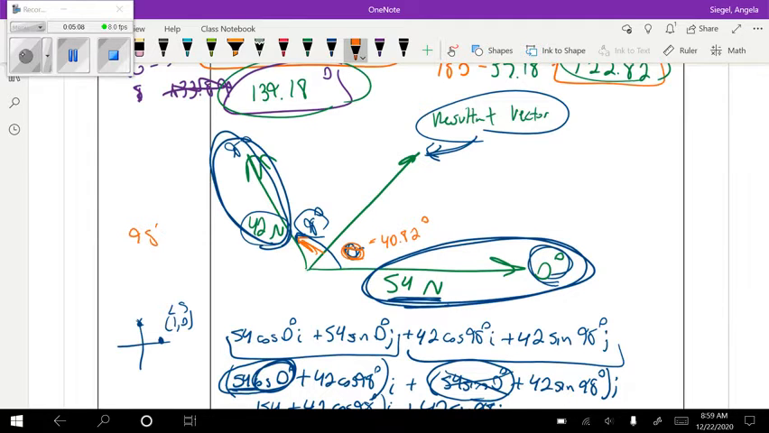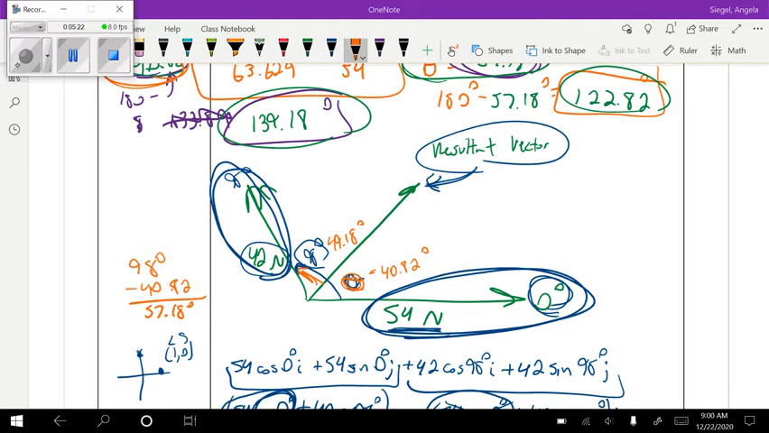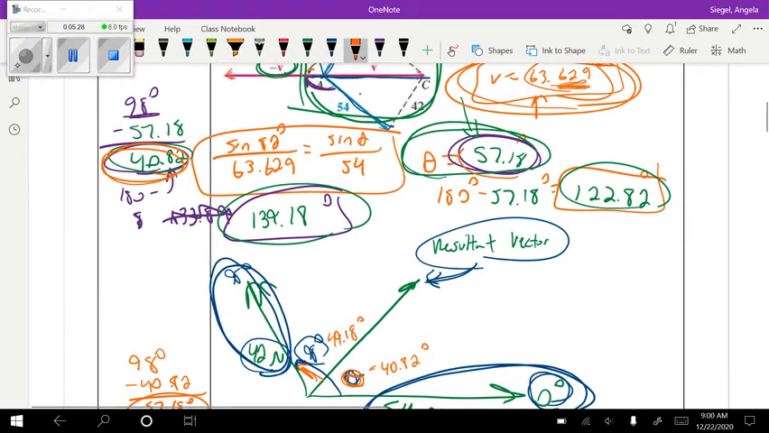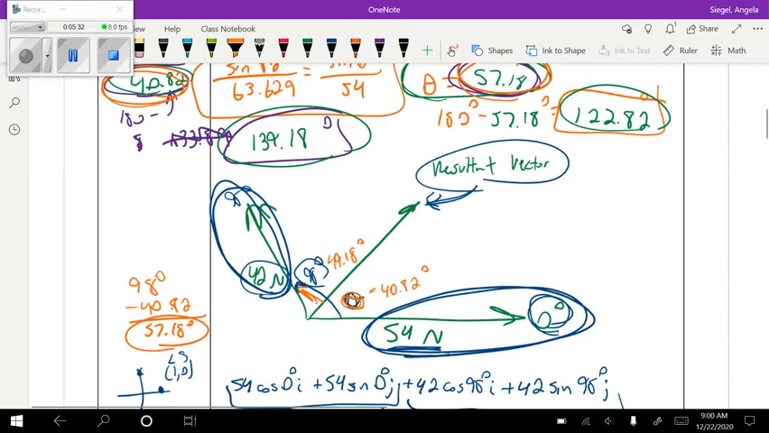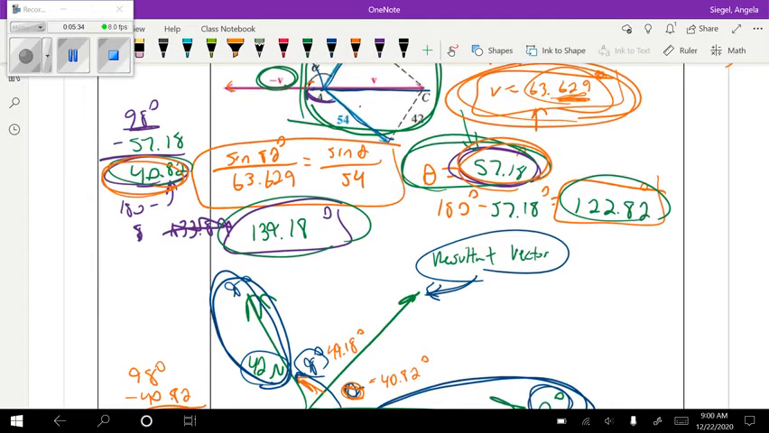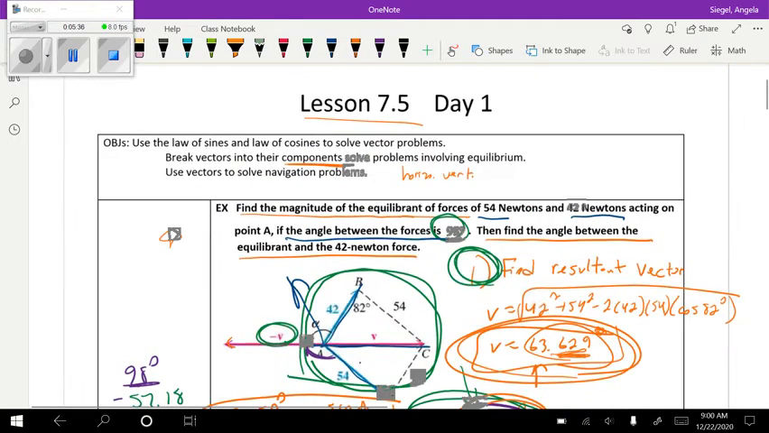So I'm going to take 98 minus 40.82, and that will give me this other piece. And I end up getting 49.18. Sorry, I subtracted from 90, 57.18. And let's see, right there. Okay. So everything is super consistent with this other problem, but I still haven't answered the problem.